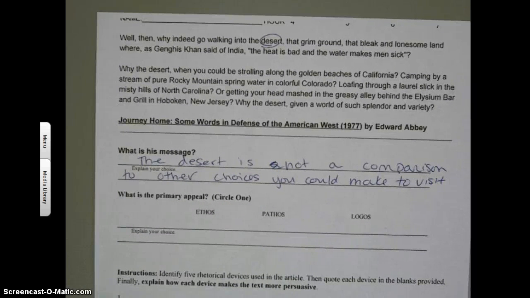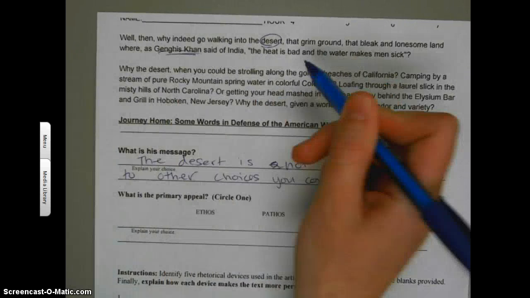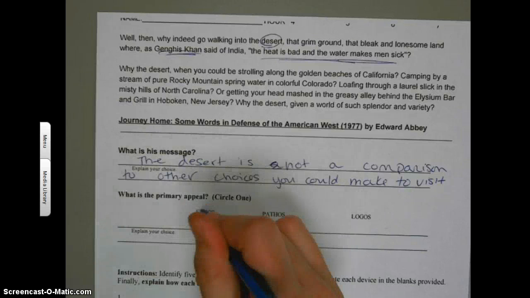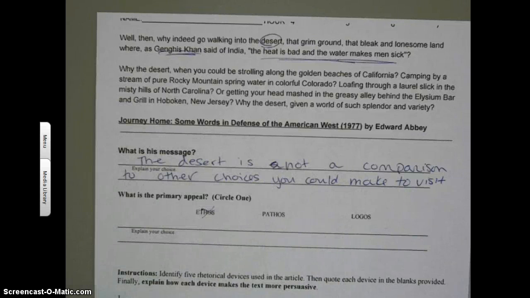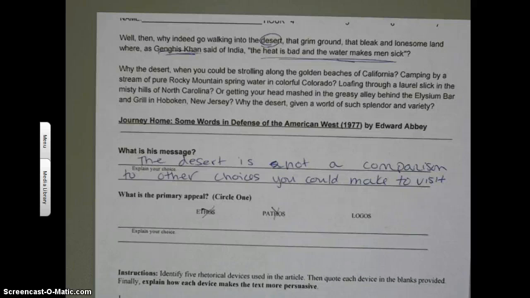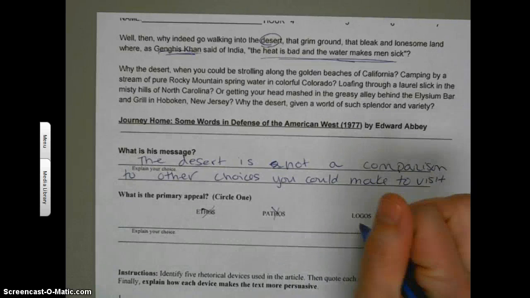So what is a primary appeal? Ethos. He has a little ethos, but that's not his primary appeal. Like where he talks about Genghis Khan and he quotes him, well, that would be an allusion. So allusions tend to be ethos, but I wouldn't necessarily say that's correct. Pathos, he's not saying I went to the desert, it was an awful experience for me. I need you to sympathize with how awful it was and understand. He's not doing that either. What he is doing is saying, when you could go here, why would you go there? So he's making a logical argument.